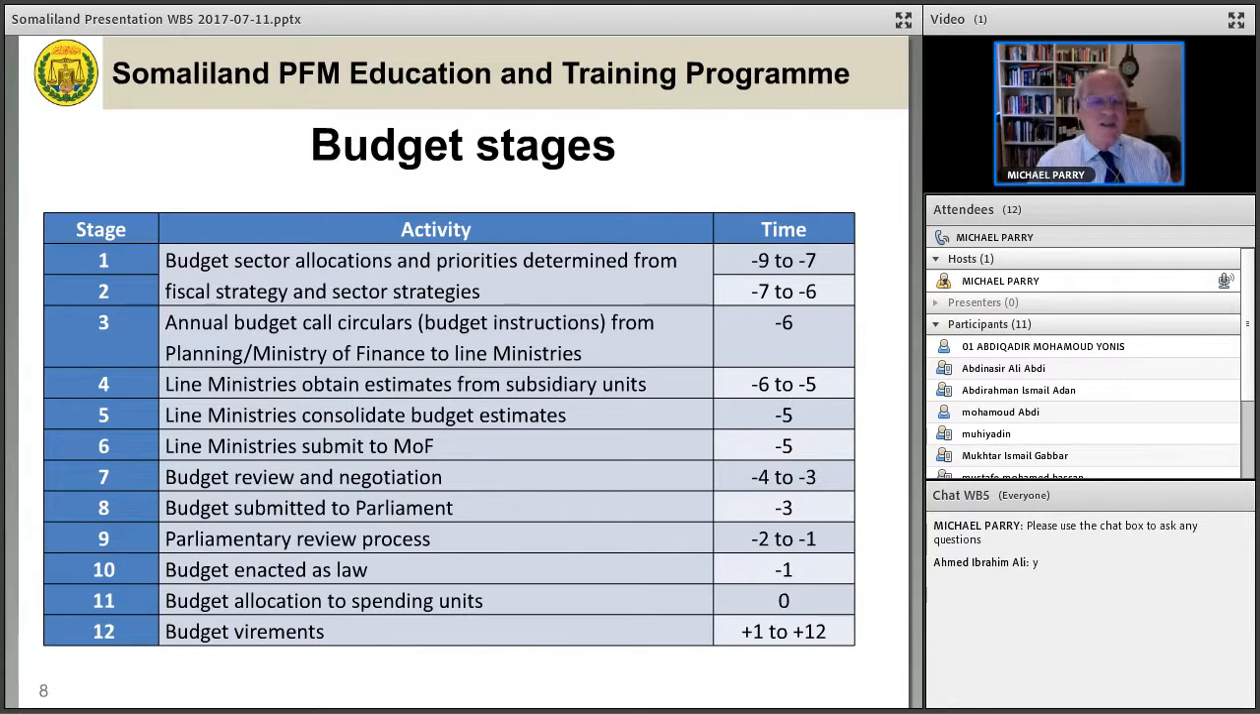Finally, the budget is enacted as law, which should happen at least a month before the start of the financial year. And then once that's done, the budget's allocated to spending units, and we go through the process of budget execution and budget environments, which you've already considered in Workbook 4. So those are the budget stages and the approximate timing of when they should take place in relation to any country's fiscal year. Quite easy, of course, in Somaliland because your fiscal year is the calendar year.